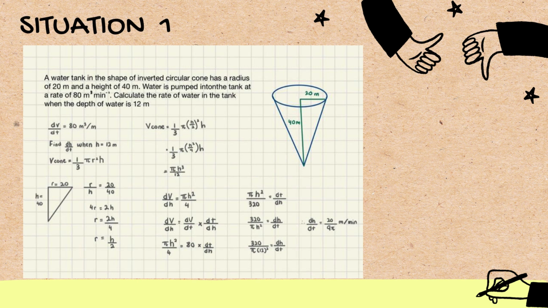Next, we need to rearrange dt over dh into dh over dt because we need to find dh over dt, not dt over dh. After we put all of the numbers into our calculator, eventually we will get dh over dt equal to 20 over 9 pi meter per minute. That's all guys. Thank you.